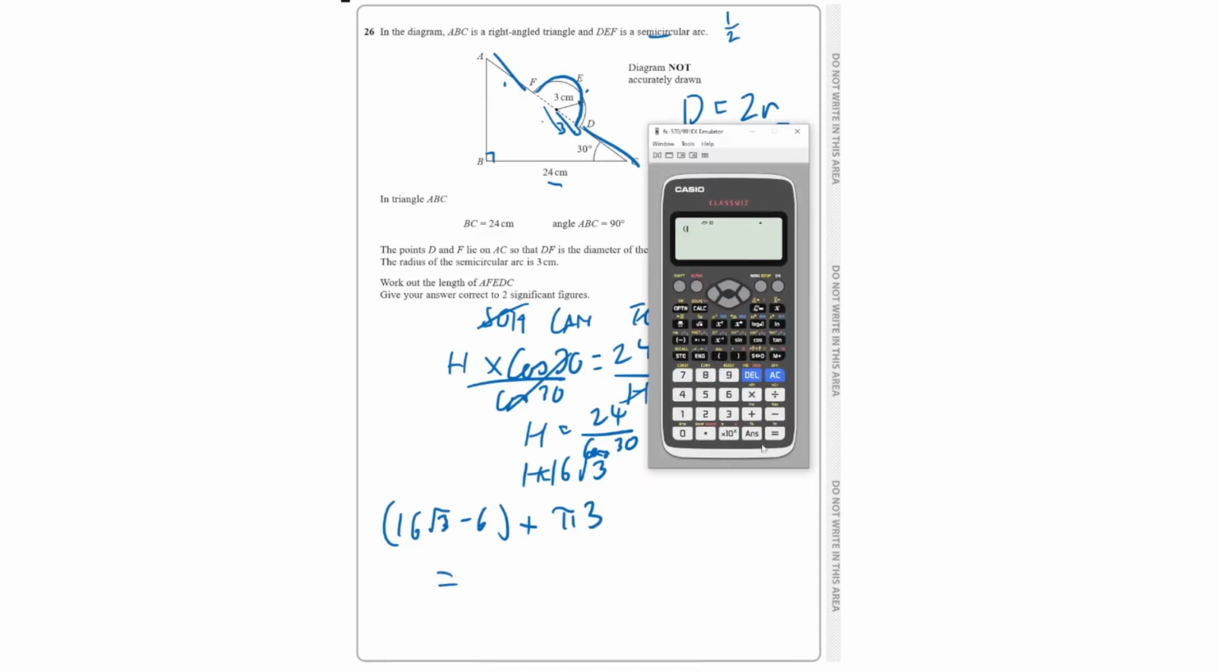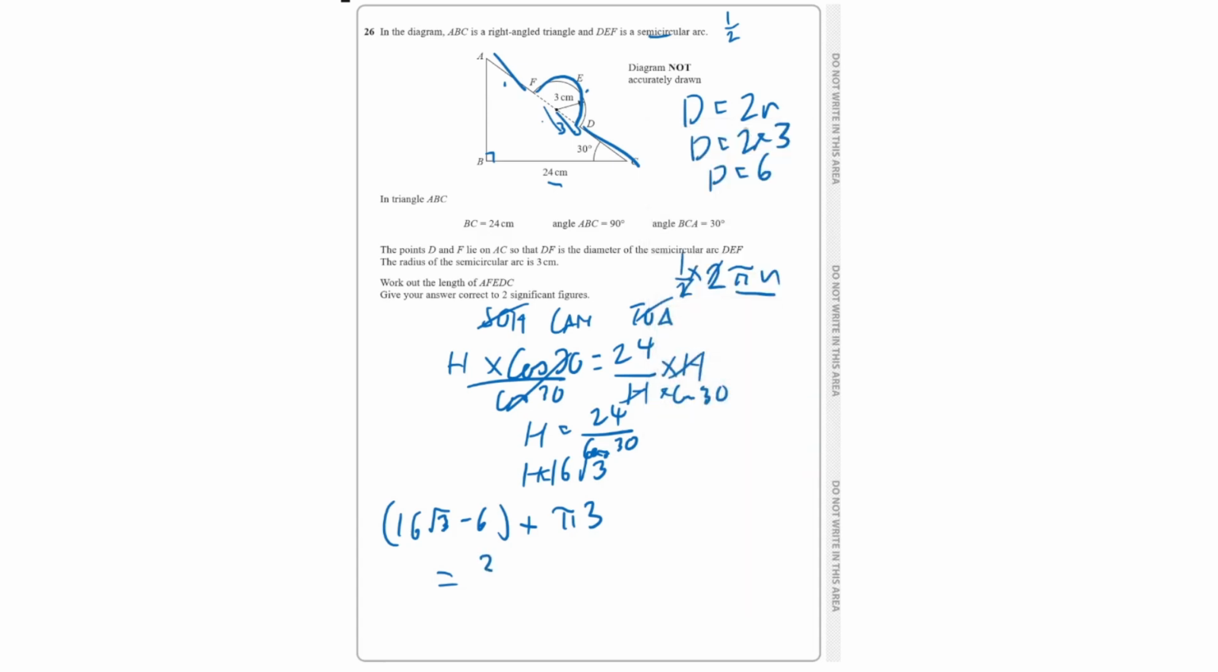So we have bracket 16 root 3 minus 6, close the bracket, plus 3 times pi. That gives us 31.13. So we can write here 31.13 to two significant figures. So we see here that it's 1 and we round down. So that means our final answer, the length of AFEDC, is 31 centimeters.